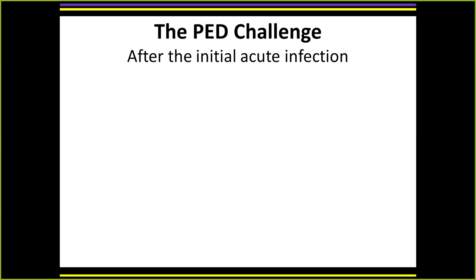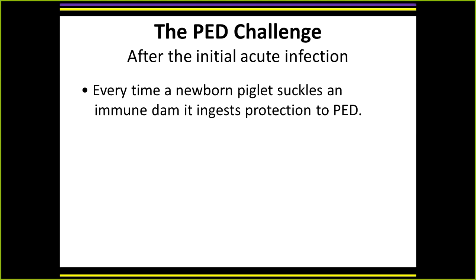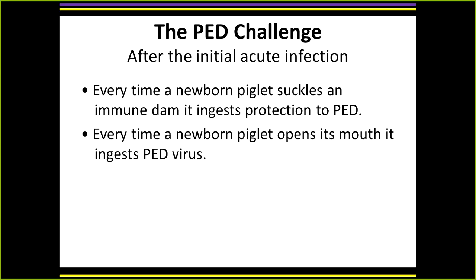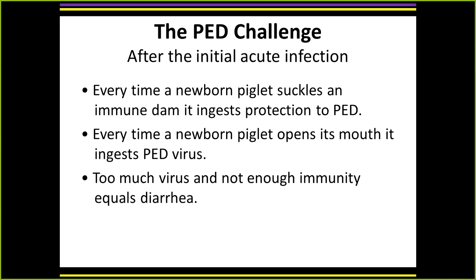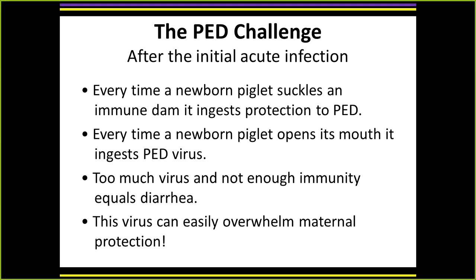So after we get past this acute initial infection, the next challenge is, how do we keep it from becoming endemic? Basically, the rules are that every time a newborn piglet suckles an immune sow, it'll get protection against PED. But every time it opens its mouth in these environments where PED has been, it's going to ingest PED virus. So we have this dynamic tug of war going on between immunity and viral load. Too much virus, not enough immunity, equals diarrhea. Diarrhea equals more environmental load. And on goes the merry-go-round. It can easily overwhelm maternal protection.